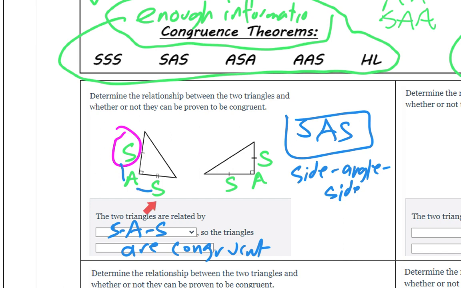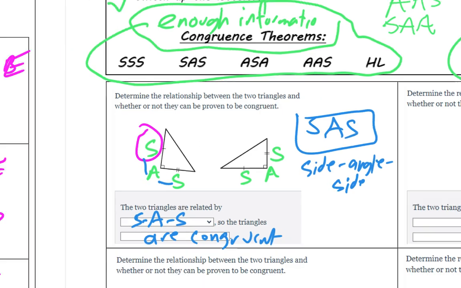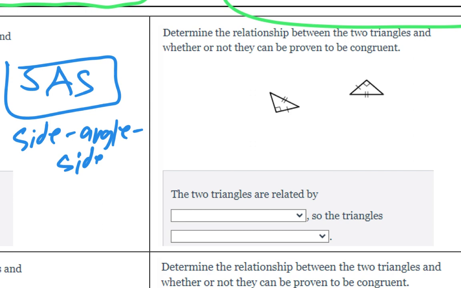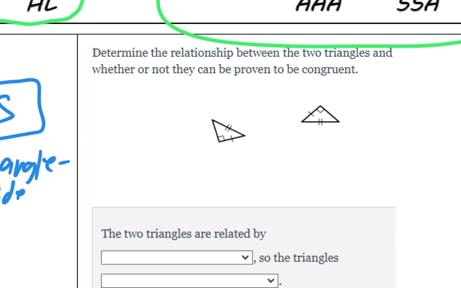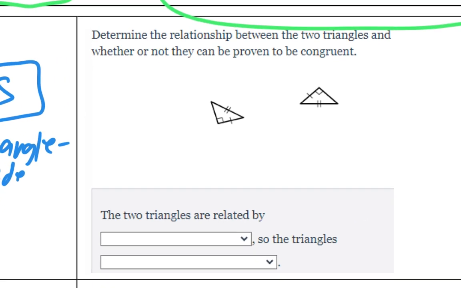Now if you notice, I did not cut through it. I can't go SSA. I have to go in order. I cannot cut through the triangle. All right, so that was enough. So let's look at another example. So this one right here, let's see what we say. This one says determine whether or not they can be congruent or not. All right, so let's take a look at what we see.